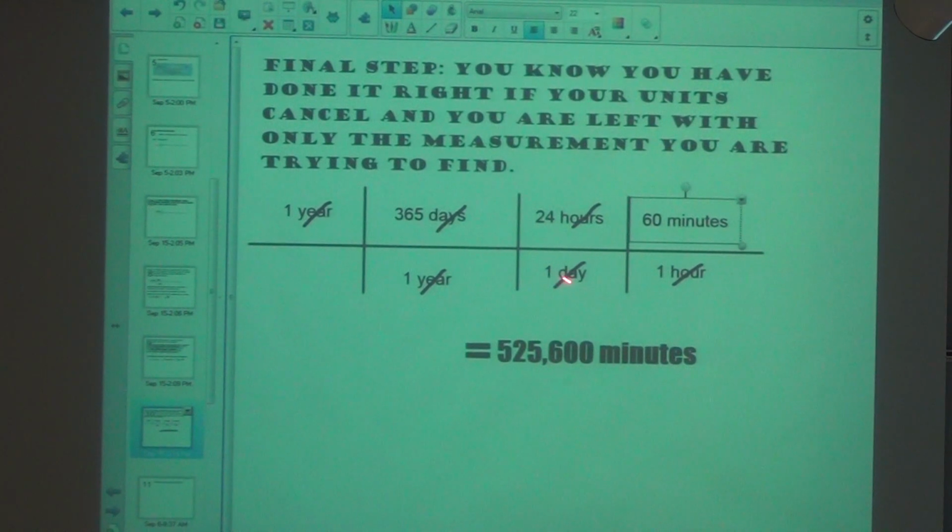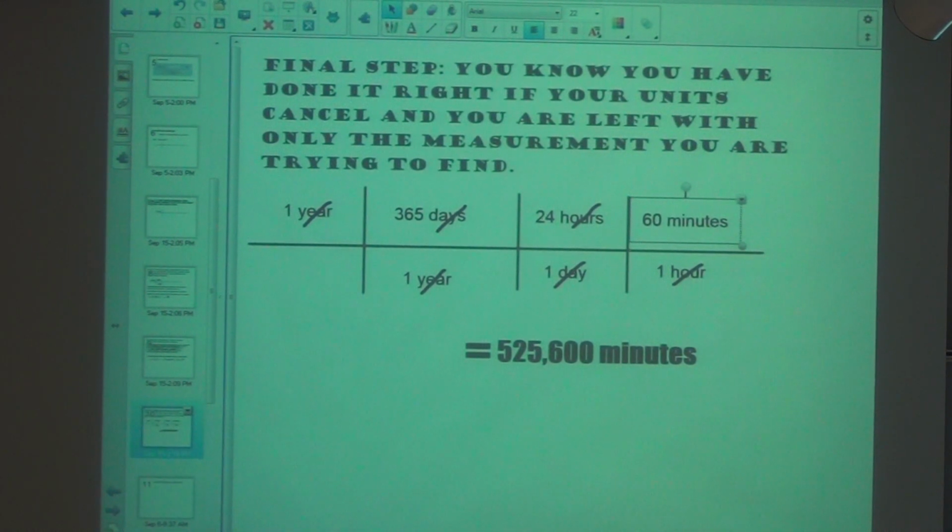So I write 1 day on the bottom so the days will cancel this time. My hours go up on top. And then I know there's a relationship between hours and minutes. 60 minutes is equal to 1 hour. And I write it this way, with the 60 minutes on top and the 1 hour on the bottom, so hours cancels out once again. So all my units, years cancel, days cancel, hours cancel, I'm left with minutes.